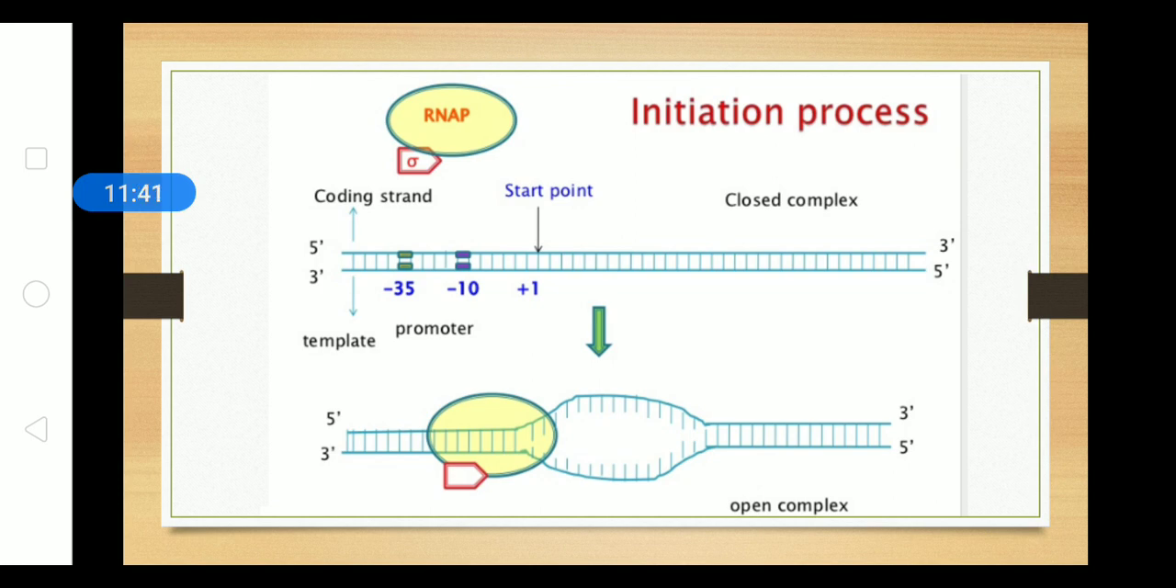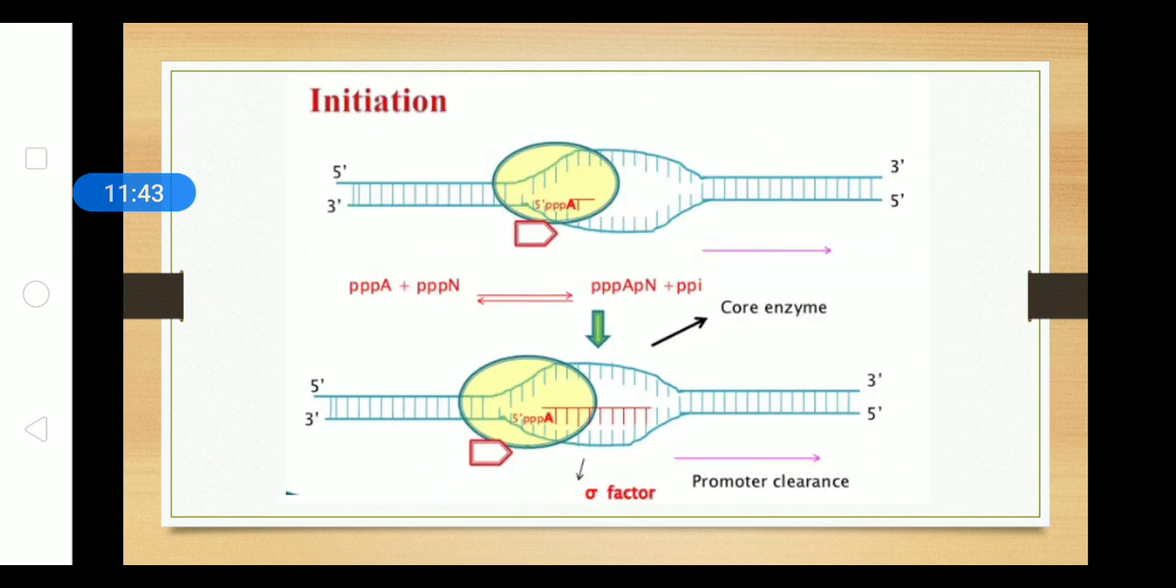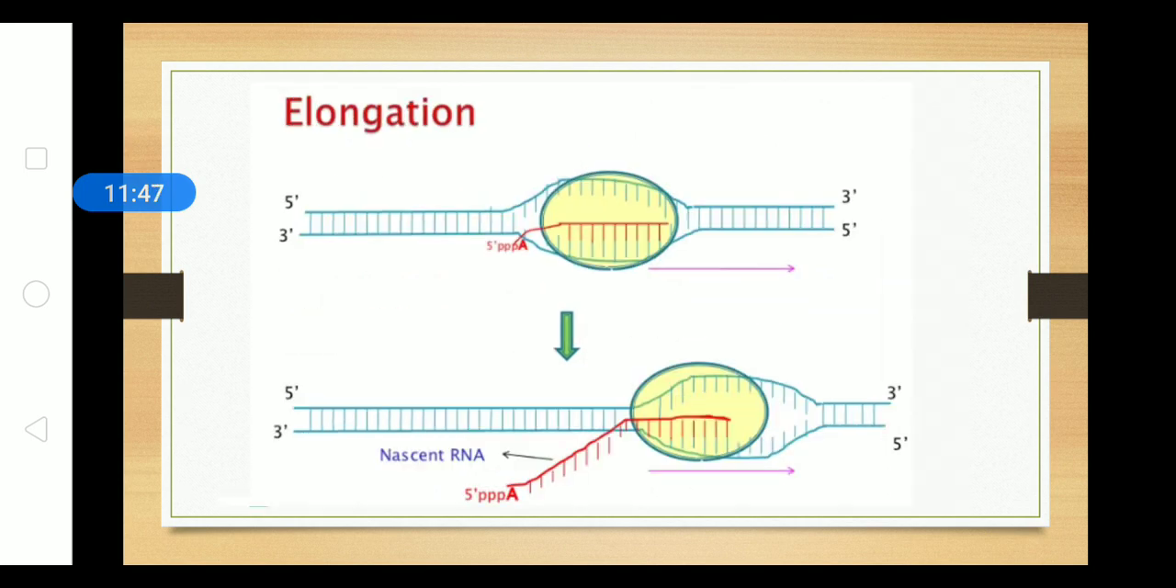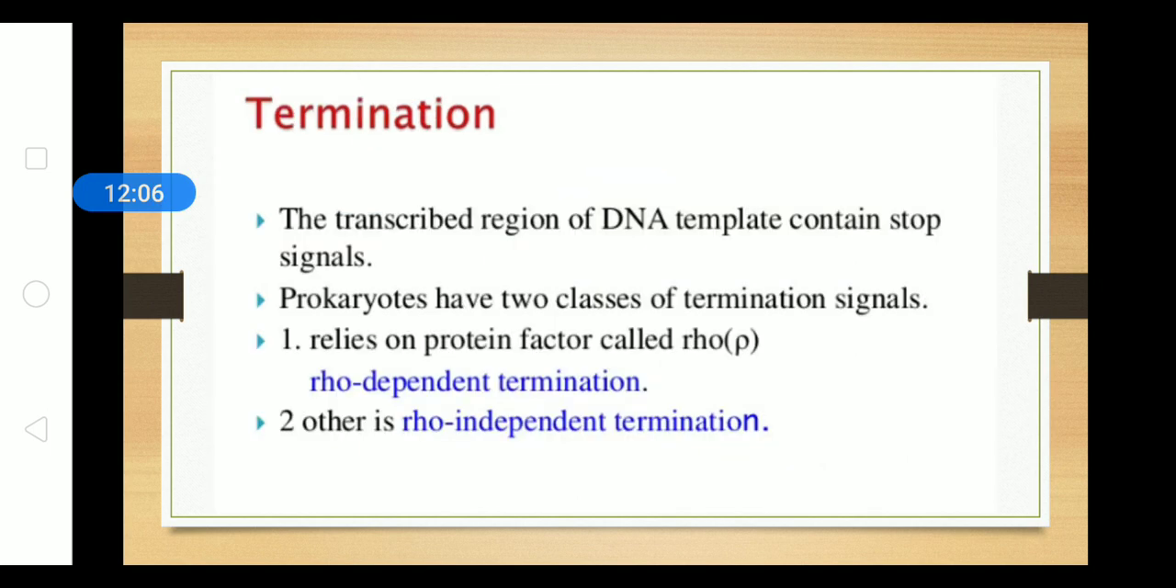As soon as the initiation process starts, the sigma factor slowly gets detached, and in further positions you will see that the elongation carries on in the 3' to 5' direction, where the sigma factor from RNA polymerase is missing, and on the other side, that is the left side, RNA is synthesized.